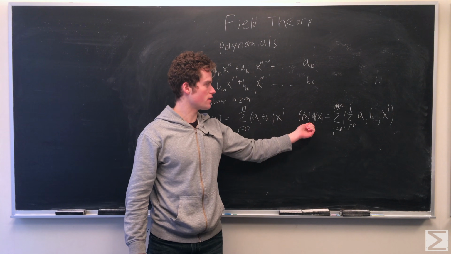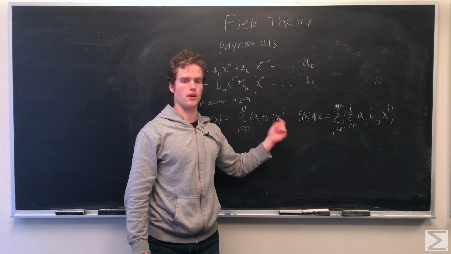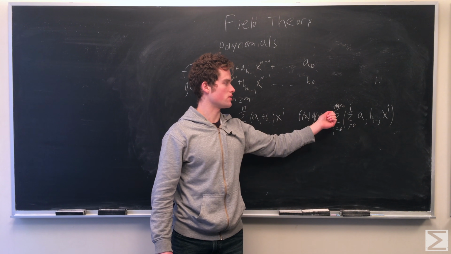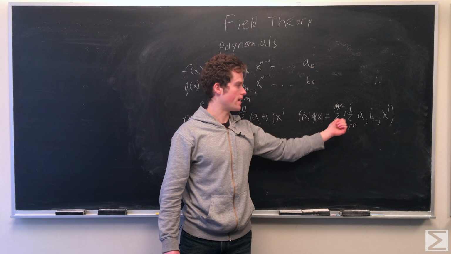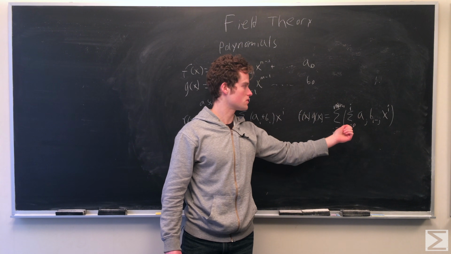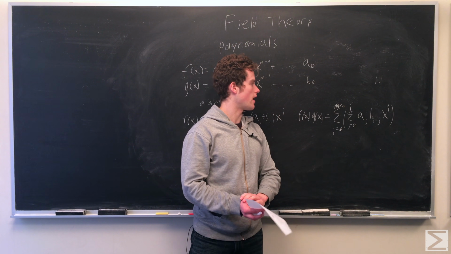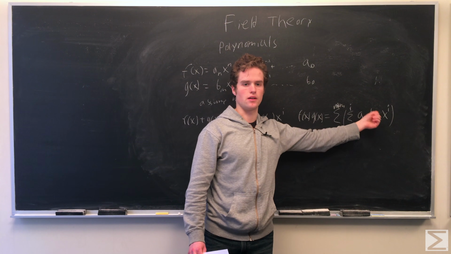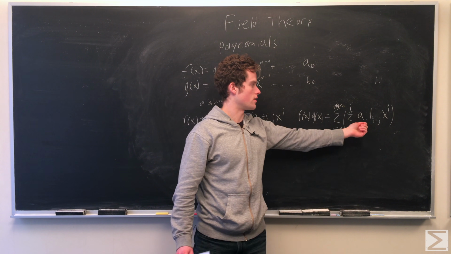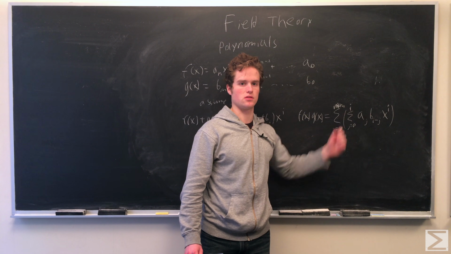f(x) times g(x) will be now a double sum. This is just like an ordinary polynomial multiplication. So the sum from i equals 0 to n plus m, and in that sum, the sum from j equals 0 to i of a_j b_{i-j} x^i. So we just make sure these two indices added give us i for the term in front of x^i. And then again, note that b_{m+1} is just 0.